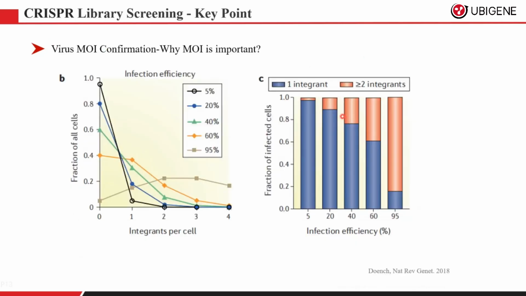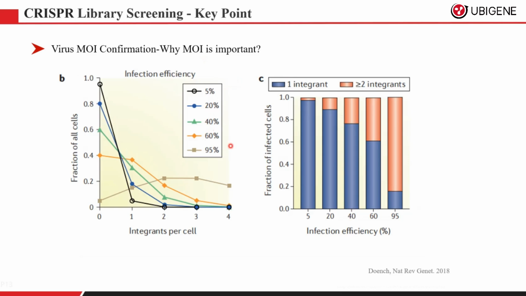So how can we determine the MOI for our experiment and why is it important? As we know, CRISPR screening requires that each cell be infected by one viral particle, allowing for the editing of just one gene per cell. This is crucial because it enables us to accurately correlate the genotype with phenotype during the subsequent functional screening. Therefore, when constructing the library cells, the virus infection efficiency must not be too high.